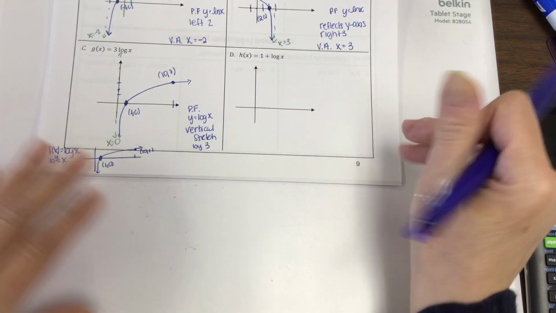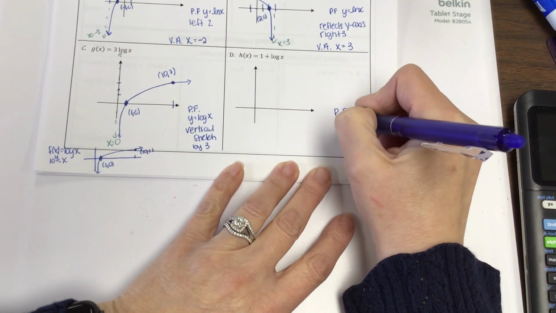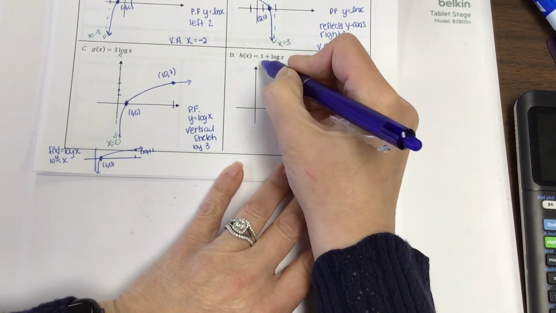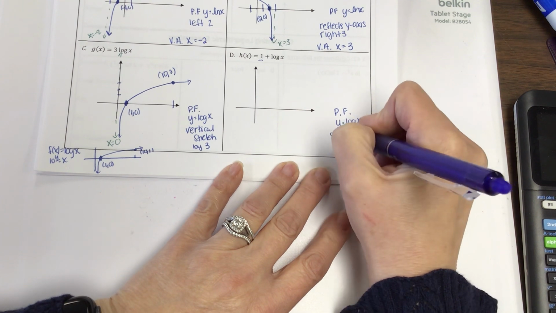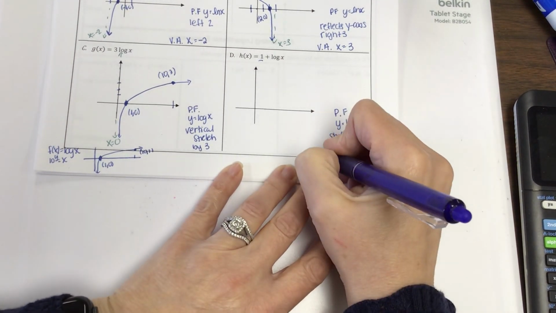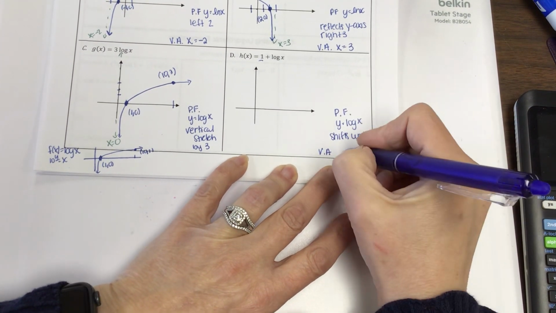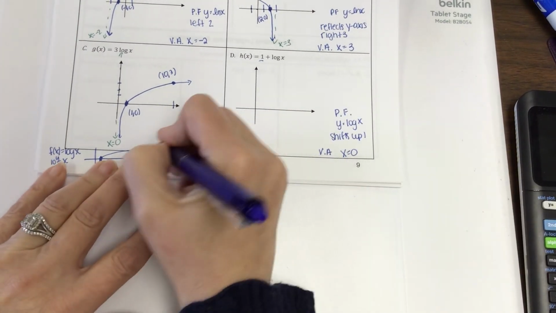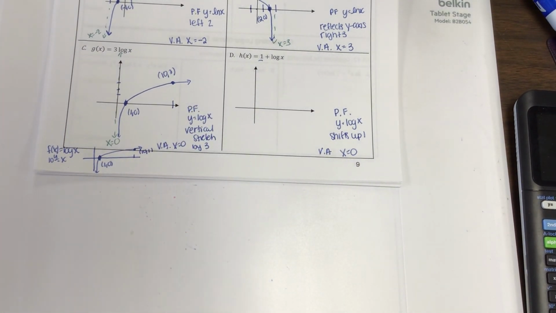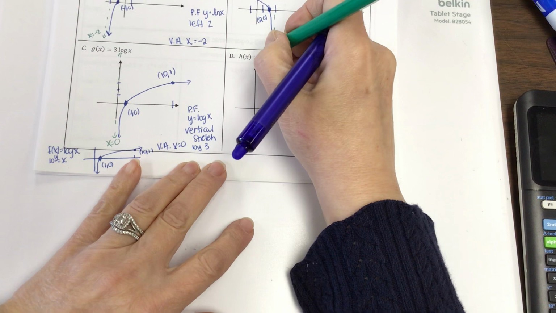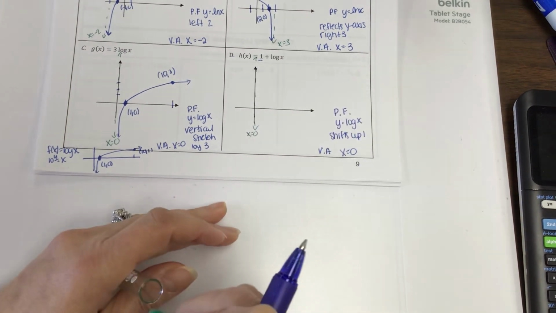Looking at D. Again, our parent function is what? And so what does this 1 do? Yep, shifts up 1. So my vertical asymptote, has that changed? So my vertical asymptote is still x equals 0, yes? And over here I should have added that on here. The vertical asymptote is still at x equals 0. I graphed it, but I didn't write it down. So here I still have this vertical asymptote at x equals 0.